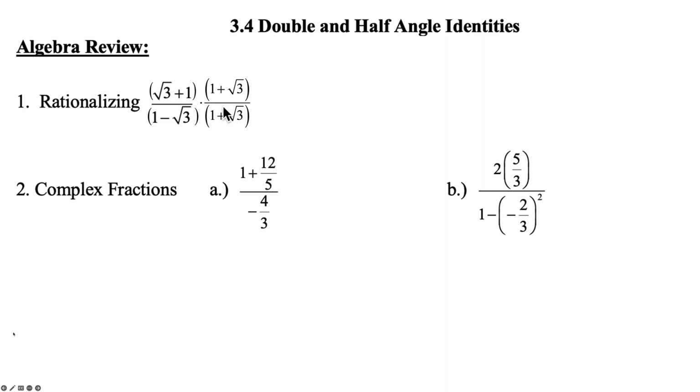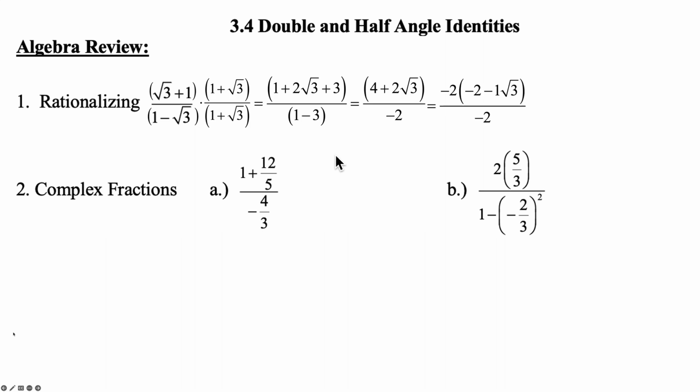So that's 1 plus the square root of 3, which these two are technically the same, so I'll treat this as 1 plus the square root of 3. When I FOIL that out, I'll get 1 plus 2 square root of 3 plus 3. And on the bottom, you'll get 1 minus 3. Combine like terms, we're going to get 4 plus 2 times the square root of 3 over negative 2.